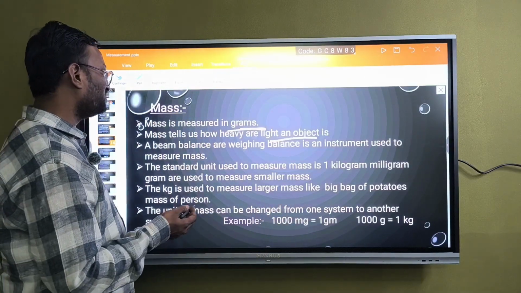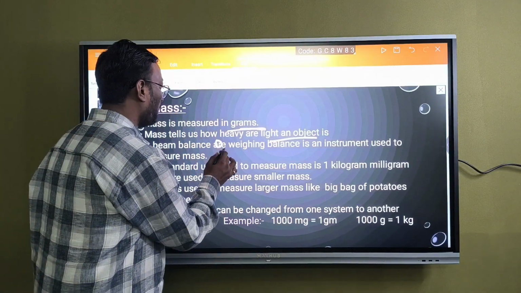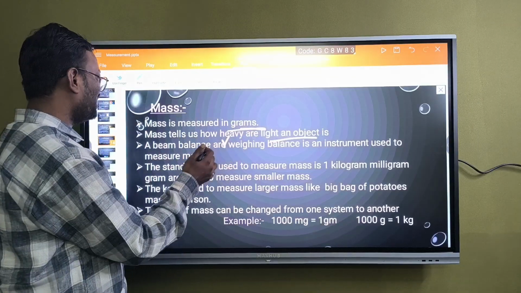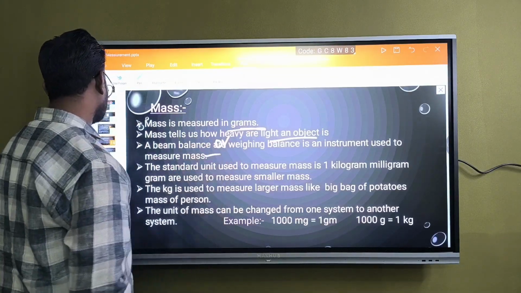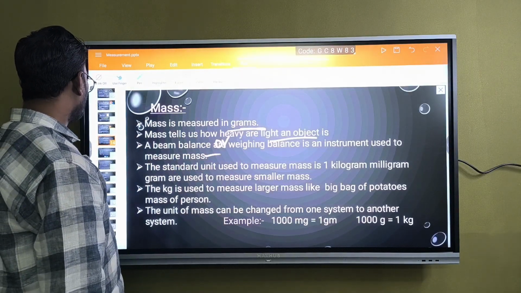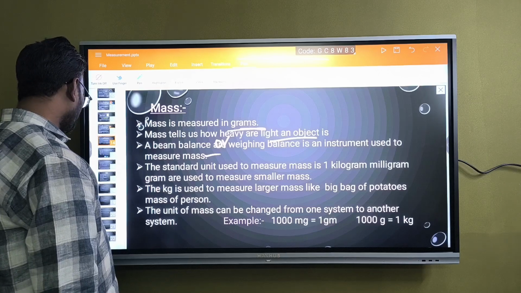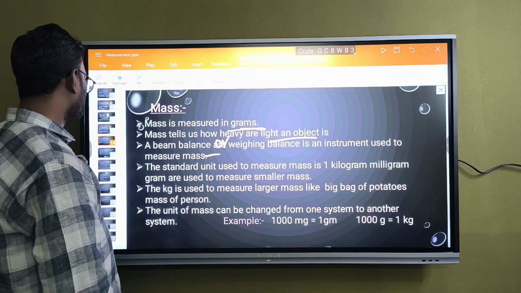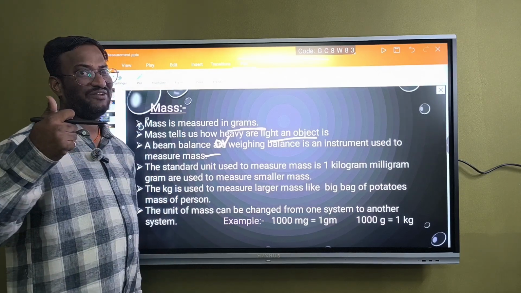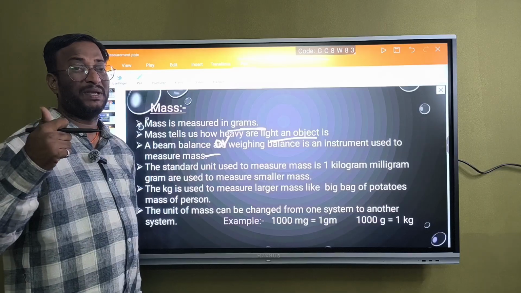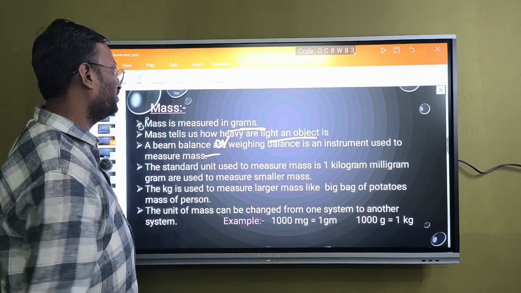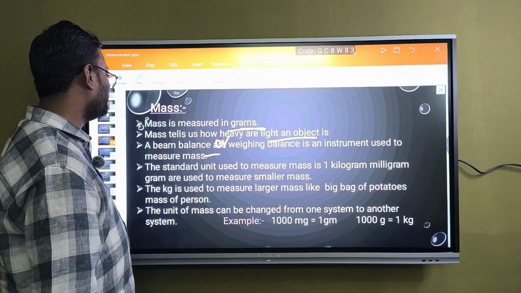A beam balance or weighing balance. Balance is an instrument used to measure mass. In order to measure mass, we are going to use what is known as a beam balance. Generally a vegetable vendor will have the beam balance, right? So that is one. Weighing balance is an instrument used to measure mass.